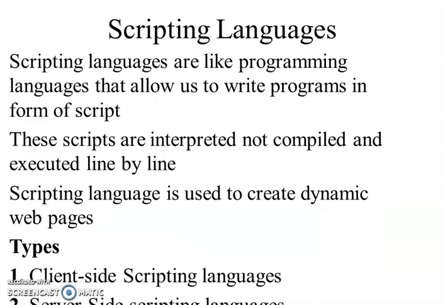Next we will discuss what a scripting language is. Scripting languages are like programming languages that allow us to write a program in the form of a script. These scripts are interpreted, not compiled, and executed line by line. Scripting languages are used to create dynamic web pages. There are two types of scripting languages.